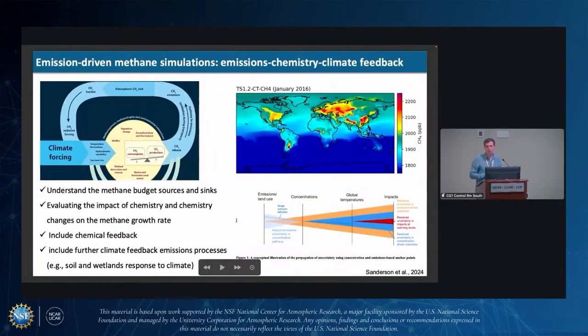So the goal is to use emission-driven simulation of methane, so we can represent the emission, the chemistry, and the climate feedback, understand the methane budget, evaluate the impact of chemistry and chemistry change on the methane growth rate, include chemical feedback, and include various processes between those emissions and chemistry.